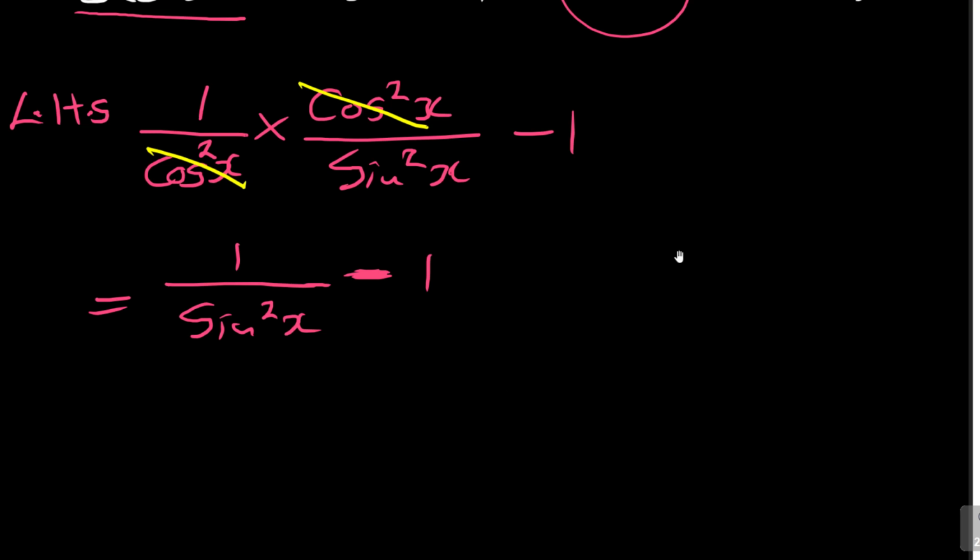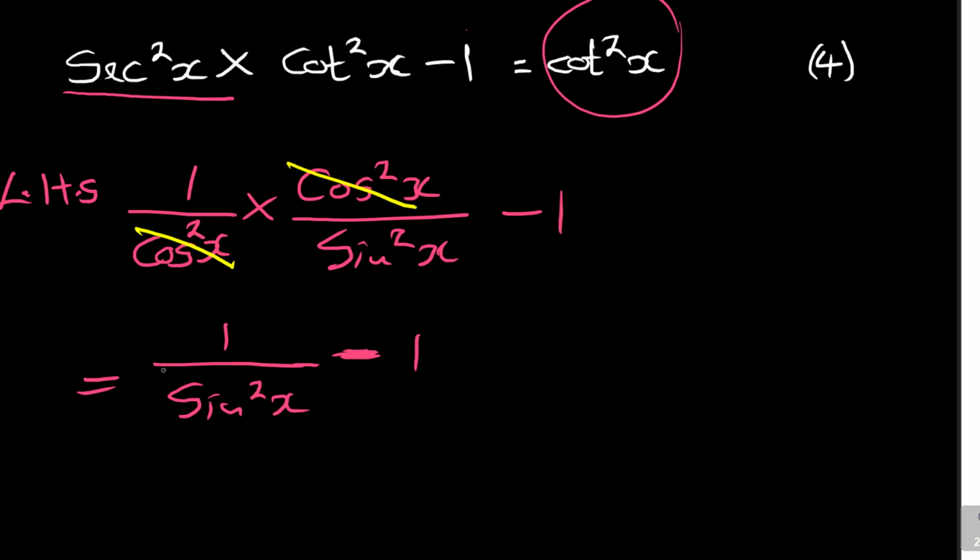No, we want to go to cot. Look, let's take this thing to the top. What does it become? Remember, 1 over sine. 1 over sine is cosec. Remember? It's cosec. Am I right? 1 over sine is cosec.